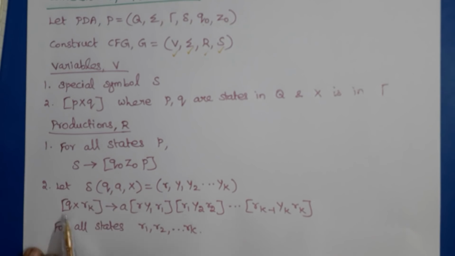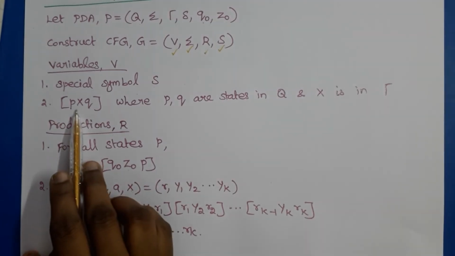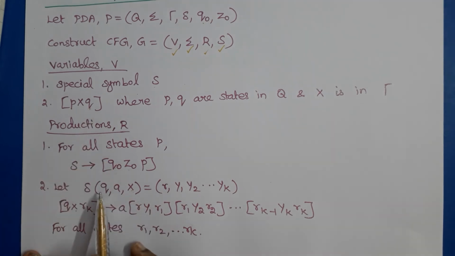Then how do we write the production for the context free grammar? If the PDA has a transition function like this, then we have to write the production like this. A variable can be formed by combining this Q, X, because a variable is written like state, stack symbol, state.